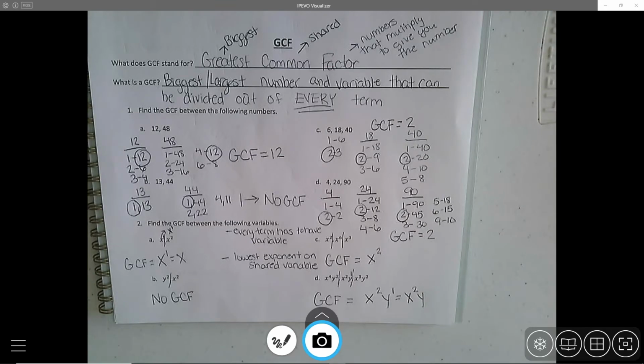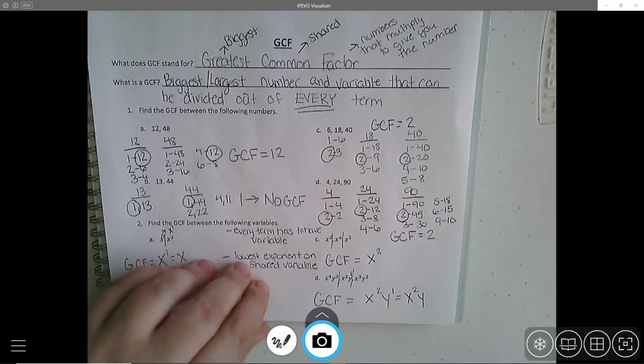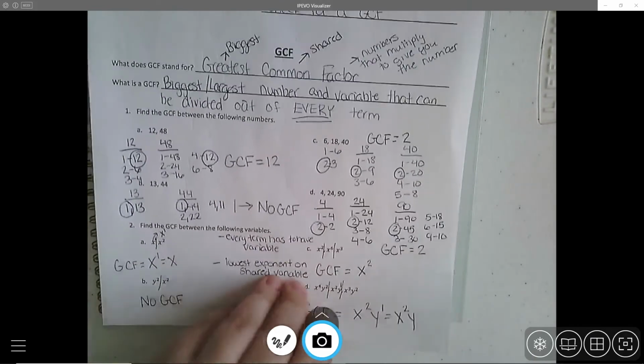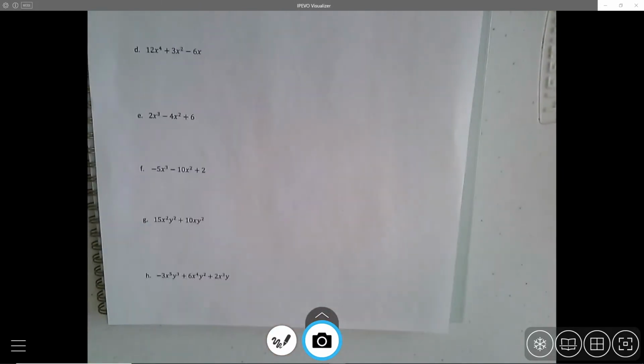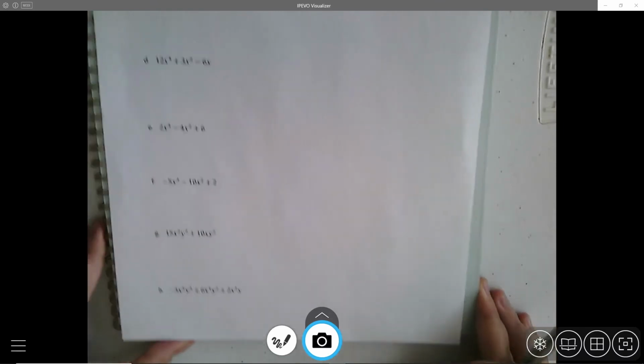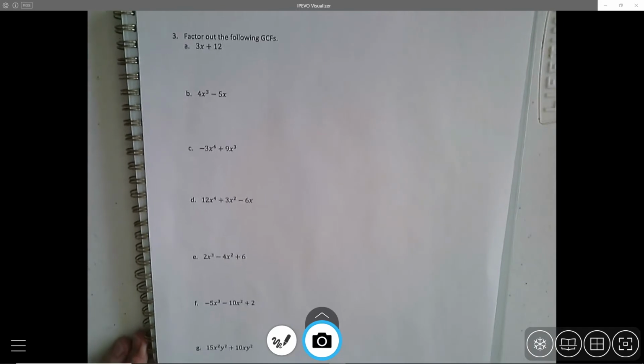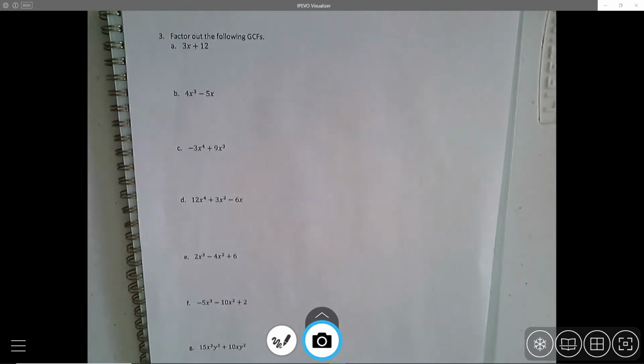Okay, why we did this step for 1 and 2 is because when we get into factoring out the GCFs, we're going to combine 1 and 2 to give us how we actually go through these problems. So let's go back here and combine them to factor out GCFs. Now we're getting into the factoring part. This is where we need to write it as a product, so we're going to talk about that.